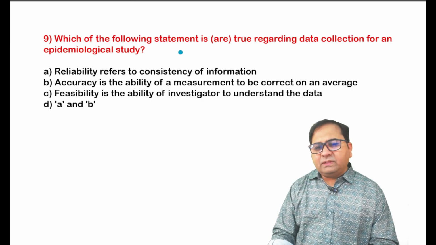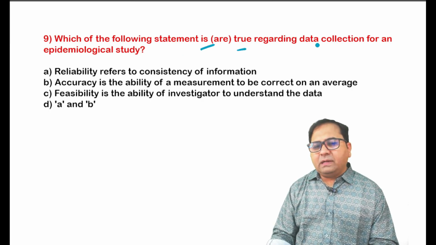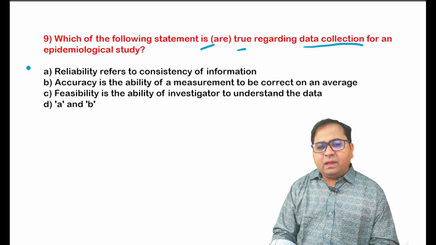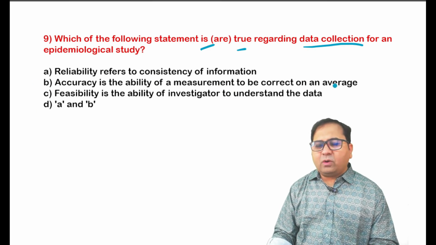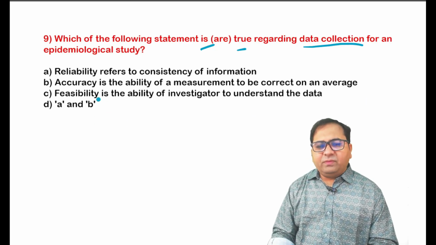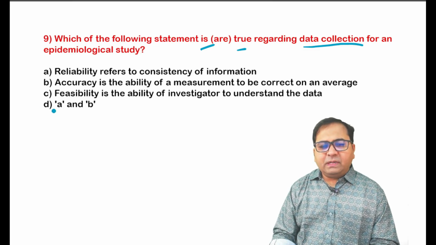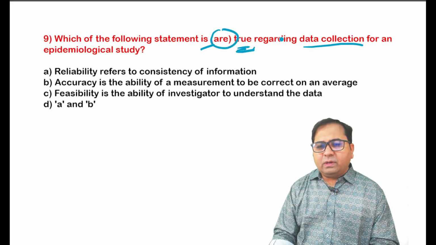Next question. Which of the following statements is true regarding the data collection for an epidemiological study? Options are A, reliability refers to consistency of information, or B, accuracy is the ability of the measurement to be correct on an average, or C, feasibility is the ability of the investigator to understand the data, or option D, that is A and B are correct. So which of the following statements is or are true regarding the data collection? The answer for this is D, that is option A and B are correct.